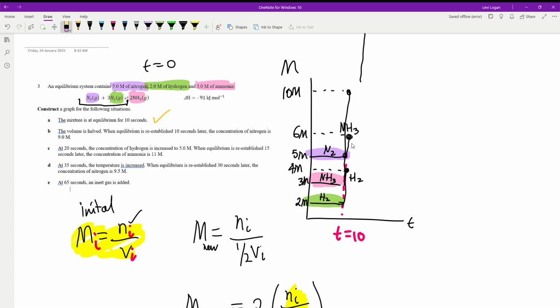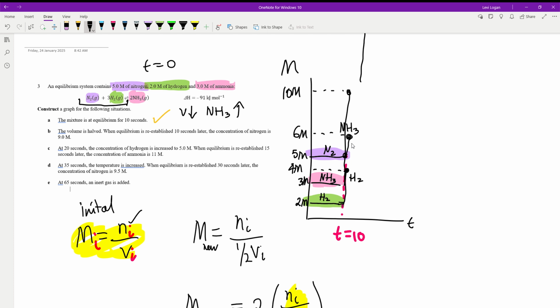Okay. So let's also take a look what's happening here. If you halve the volume, it will shift to the side with least number of particles. So the ammonia should increase. Okay. So if the volume goes down, then the ammonia will go up. Okay. Which means if this is going up, that means the nitrogen and the hydrogen is going down.